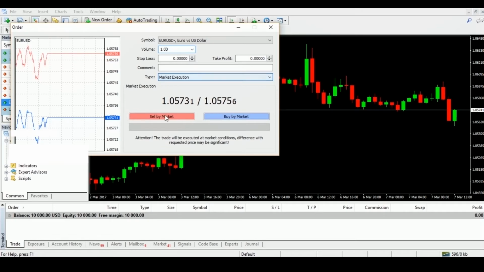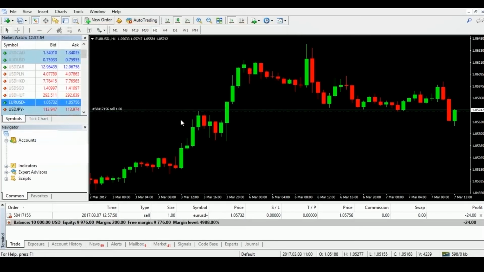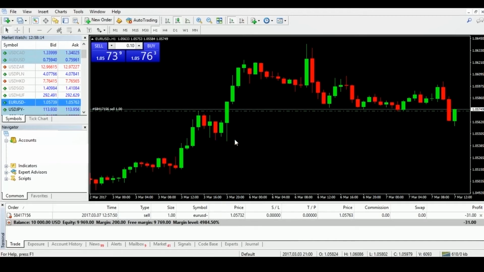So what we're going to do is we're just going to place a sell, and automatically we are placed into a sell. This green dotted line over here is our trade. Notice how it gives you our trade number. It tells you that this is a sell and you are using a lot size of 1.00.